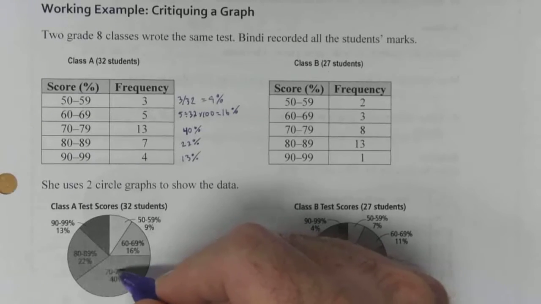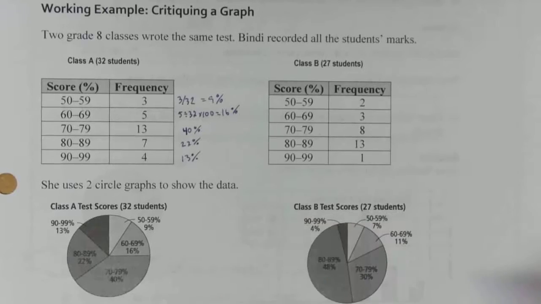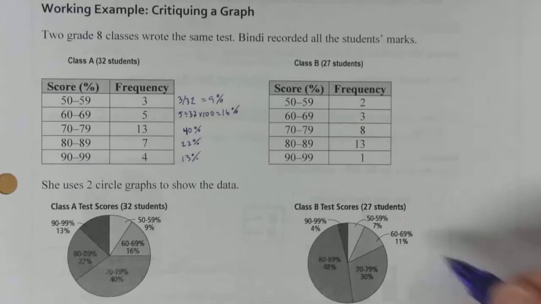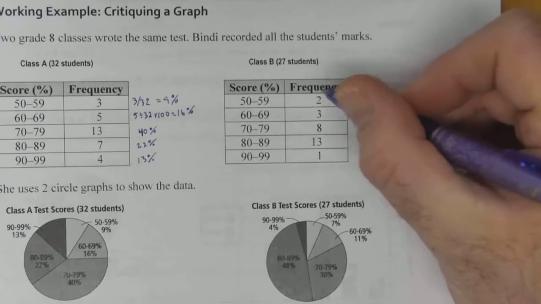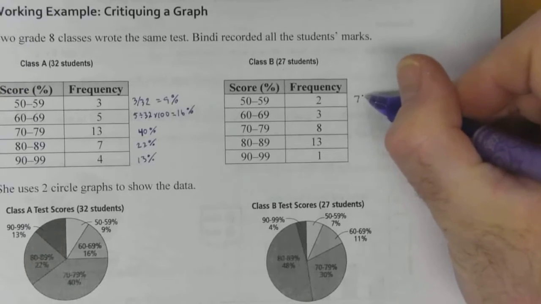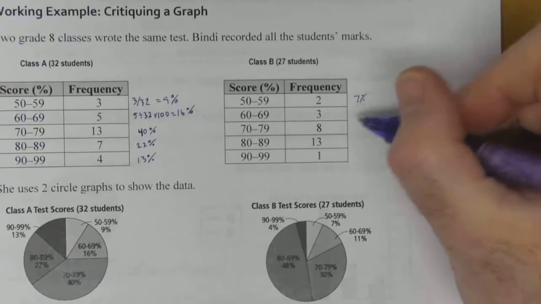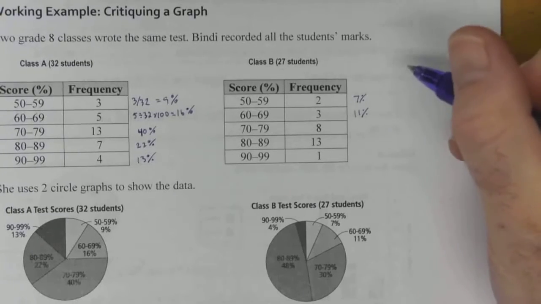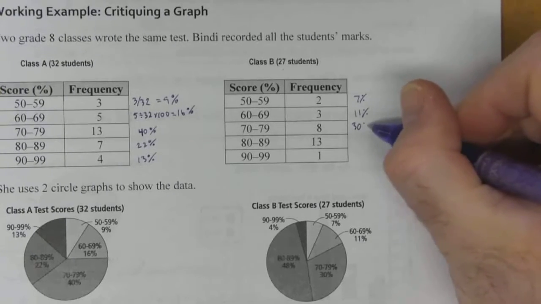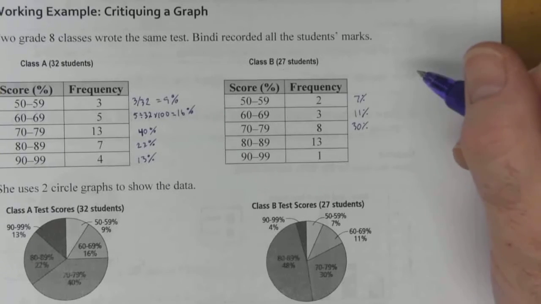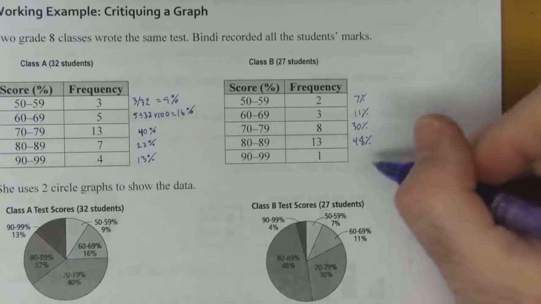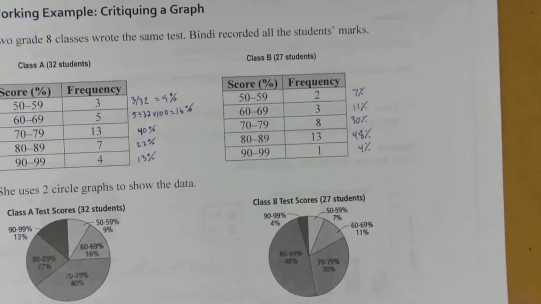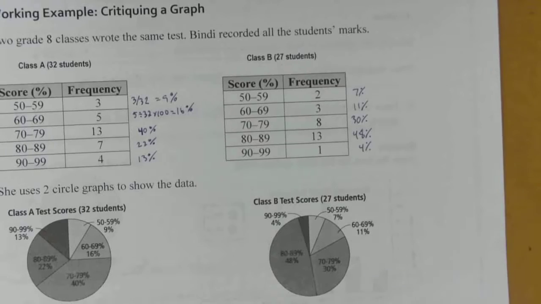The first number is the range of marks, and the second one is the percent of students that hit that target. So then over here, 2 in the 50s, a frequency of 2, turned out to be 7%. And then in the 60s, we're at 11%. 70s was 30%. 80s was 48%. And then in the 90s, it was 4%. So make sure you do all the calculations, but that's what she did.